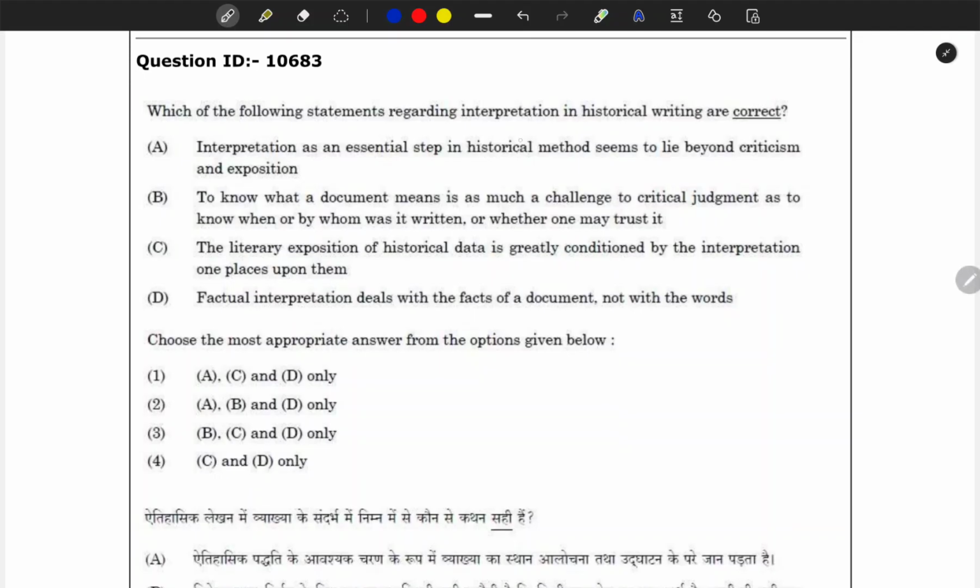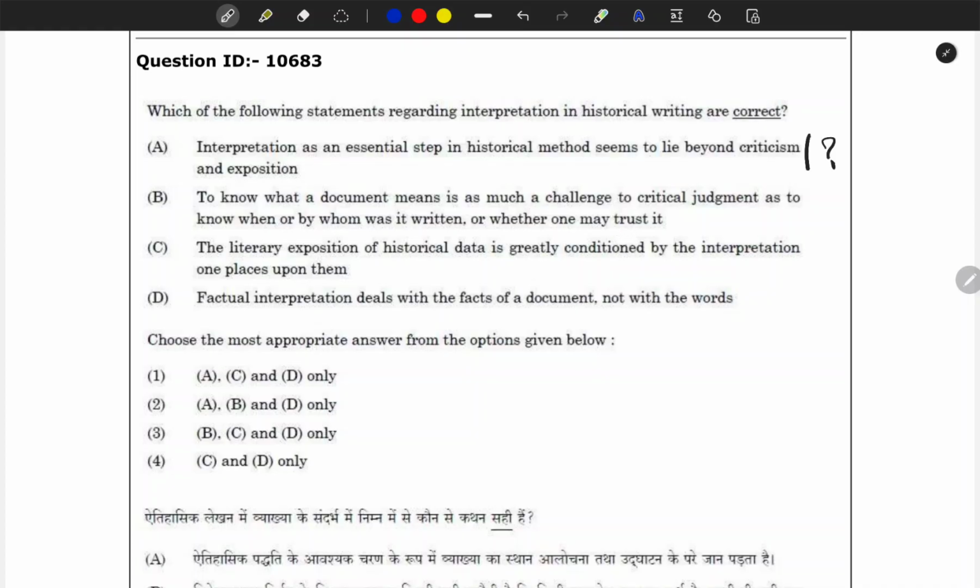Which of the following statements regarding interpretation in historical writing are correct? Okay, so one by one I'll read the statements. Interpretation as an essential step in historical method seems to lie beyond criticism and exposition. Okay, clear? If not, leave it if you don't have any clarity. Read the next option. To know what a document means is as much a challenge to critical judgment as to whom, when, or by whom it was written, or whether one may trust it.